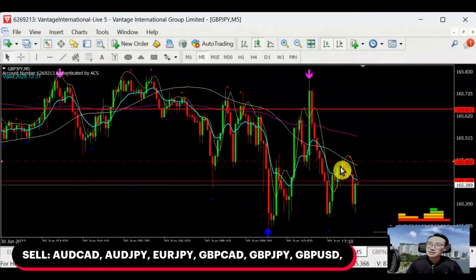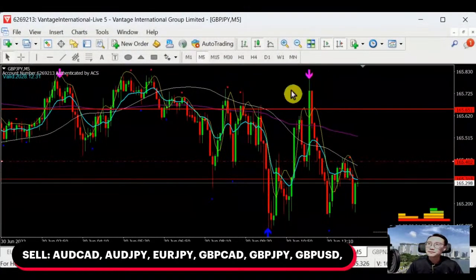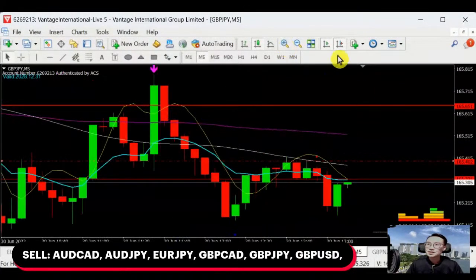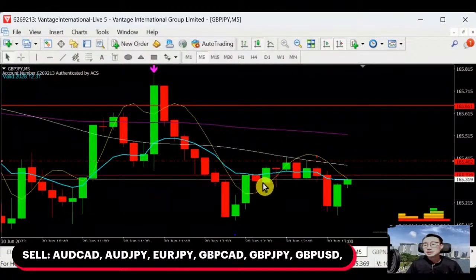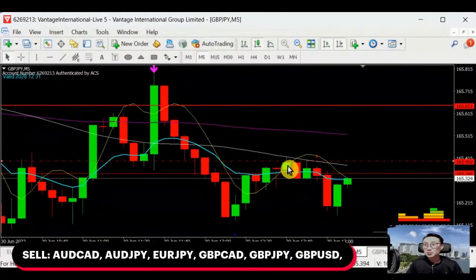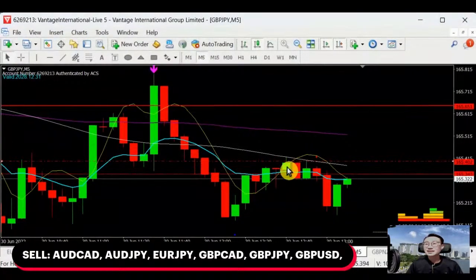As you can see, it's testing on the resistance, but it's not breaking. So let me zoom in. We have to be careful when we see a higher support. It started to build up towards the resistance, and with a higher support, still struggling around the resistance. When it comes down with a higher support build up over here, it's still struggling around the resistance. We should be careful.